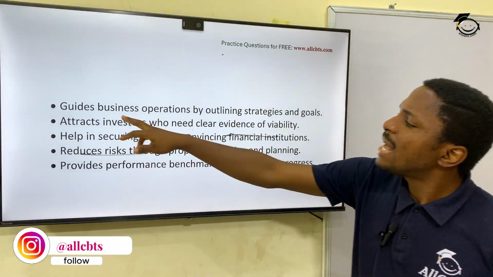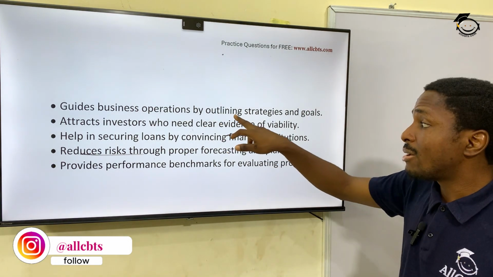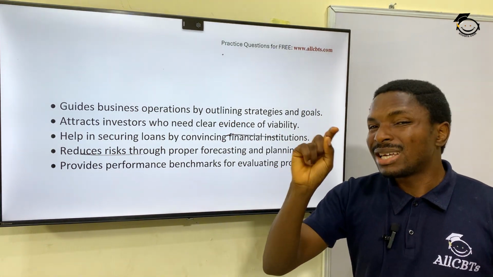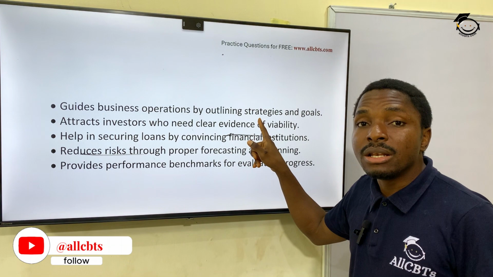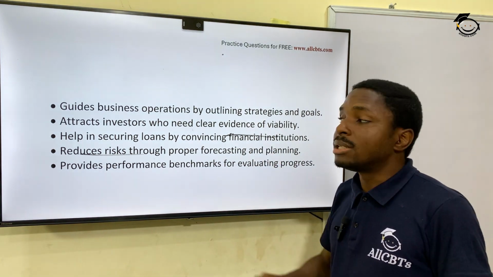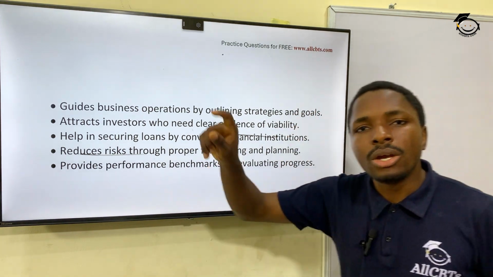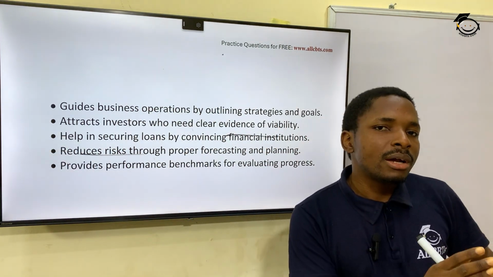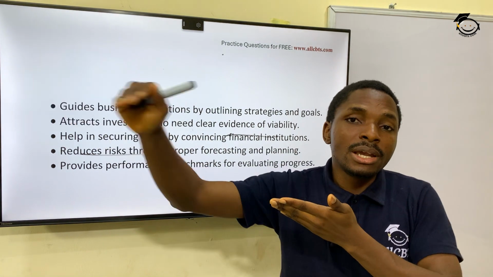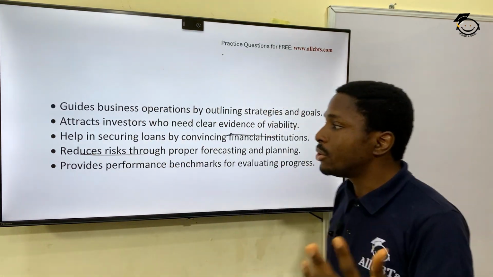It says 1, it guides the business operation because it outlines strategies and goals. Look at those keywords. Those are keywords I mentioned earlier. This is where we are, and this is what we are projecting. This is where we're going. So those are your goals.